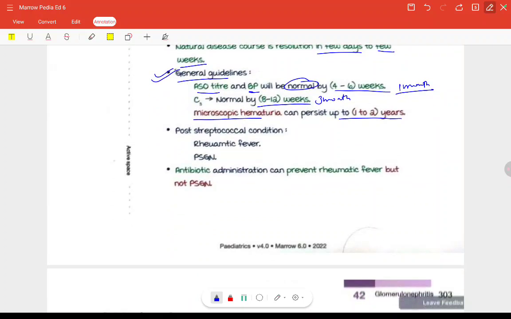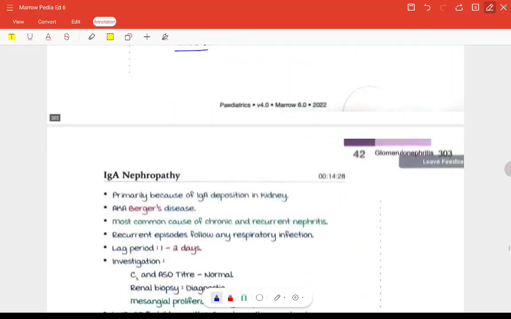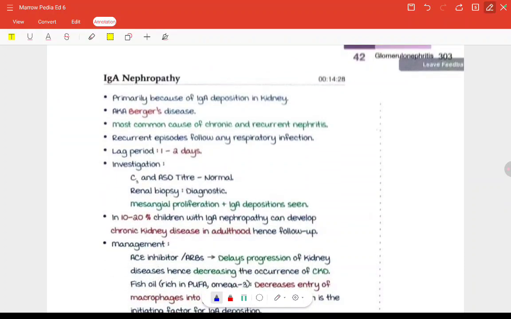Post streptococcal conditions, rheumatic fever and PSGN. These are also post-streptococcal conditions other than glomerulonephritis. Antibiotic administration can prevent the rheumatic fever but not PSGN. Okay. So in streptococcal sore throat, if we give antibiotic, it will prevent against rheumatic fever but not against PSGN. Fine. Let's move ahead to IgA nephropathy.